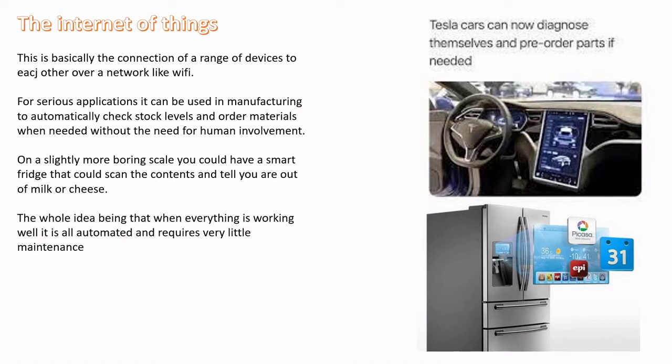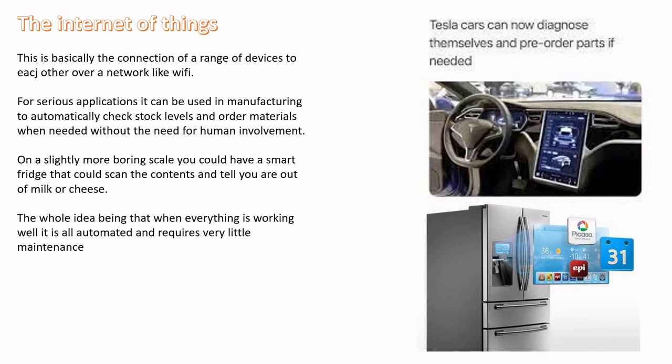So there's no need for that human involvement because you're removing the risk of human error, but also making sure it's just on top of it. A slightly more boring scale might be a smart fridge that can let you know, oh, you're running out of cheese or you're running out of butter. The whole idea being that you want to make things as automated as possible so that it requires as little maintenance as physically possible as well.